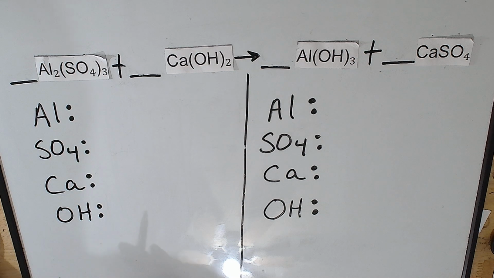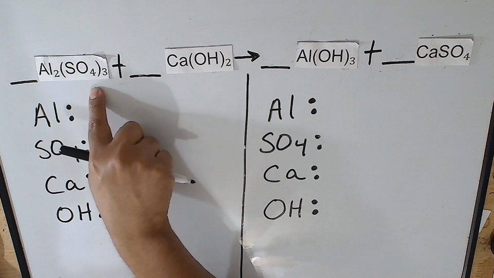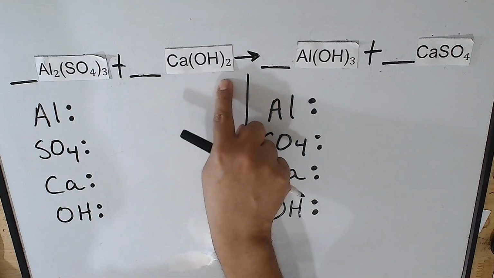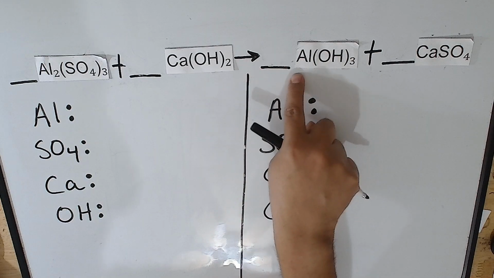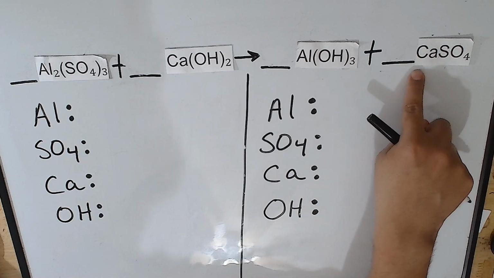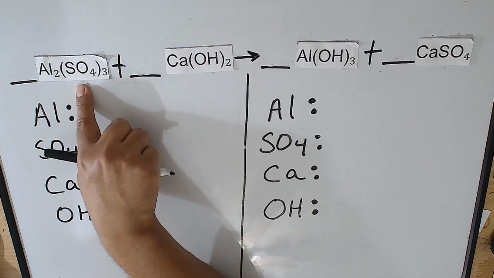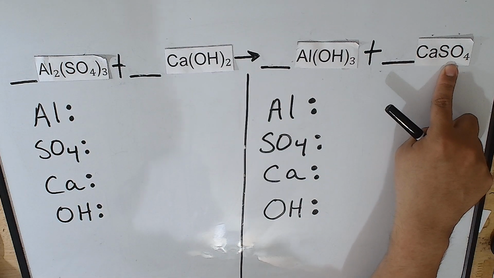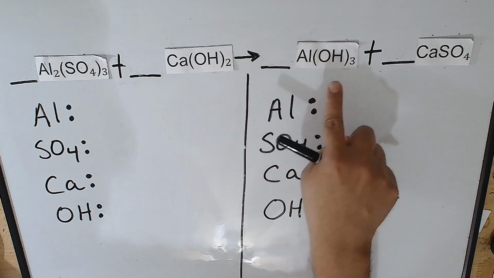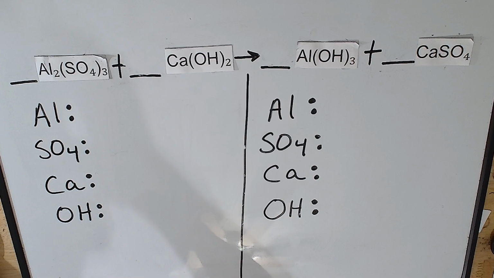So in this chemical equation, we have aluminum sulfate reacting with calcium hydroxide and producing aluminum hydroxide and calcium sulfate. So notice we have multiple polyatomic ions. Since each of them appears one time in the reactant side and one time in the product side, we're going to keep each of them as a group.